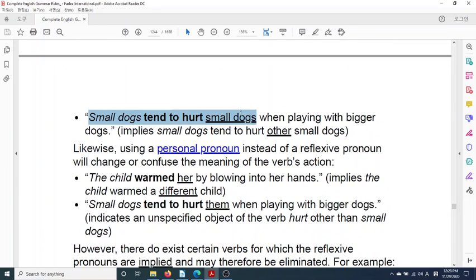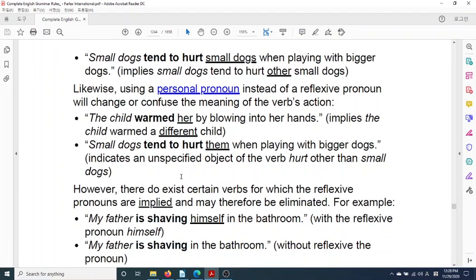Small dogs tend to hurt small dogs when playing with bigger dogs. That makes it sound like small dogs are hurting different small dogs when they're playing with big ones. Likewise, using a personal pronoun instead of a reflexive pronoun will change or confuse the meaning of the verb's action. The child warmed her by blowing into her hands. Again, this makes it sound like the child is helping a different female child.